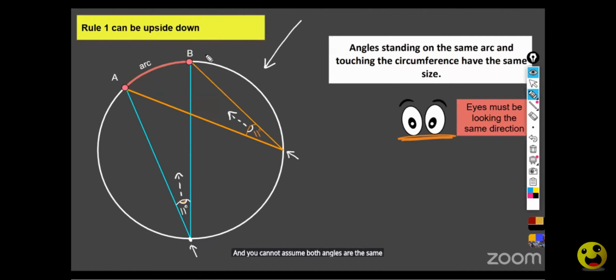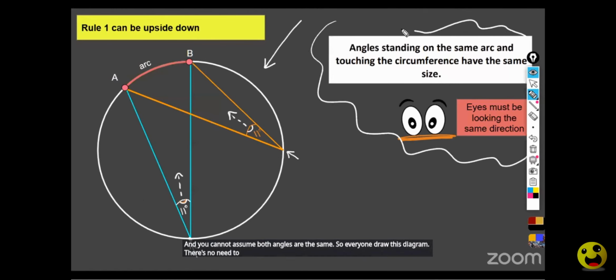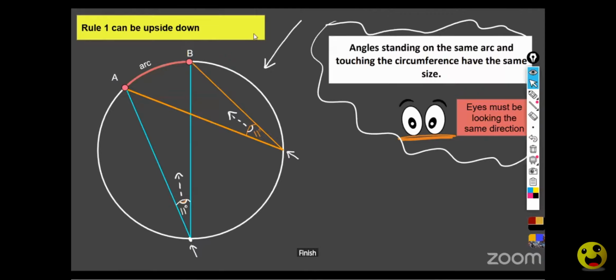So everyone draw this diagram. There's no need to retake this down. You already have this note here. I just need you to draw this diagram exactly like how I have it, with the eyes and the little dotted arrows and everything. Okay? Finish. You know what to do. Raise your hands.